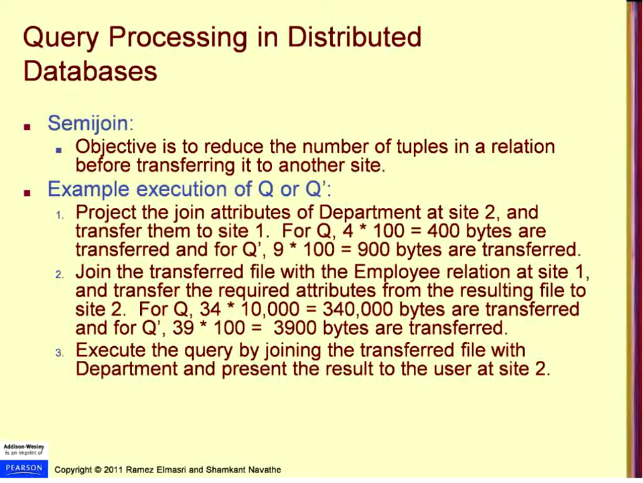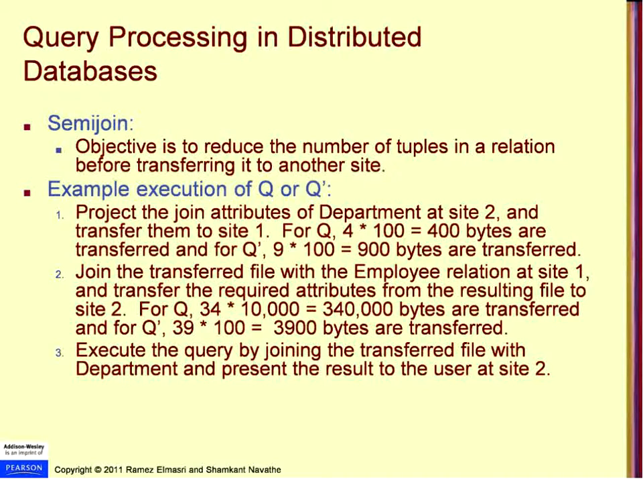So for query 1, you will be sending 34 multiplied by 10,000, so 34 bytes per tuple will be transferred, and for query 2 you will be sending 3900 bytes. Why am I saying 34 bytes? Because for query 1, you are transferring department name, department number, and the first name and last name. And for the other query, you will be transferring first name, last name, and 9 bytes for manager SSN, because you require the manager SSN. So you are sending this data.